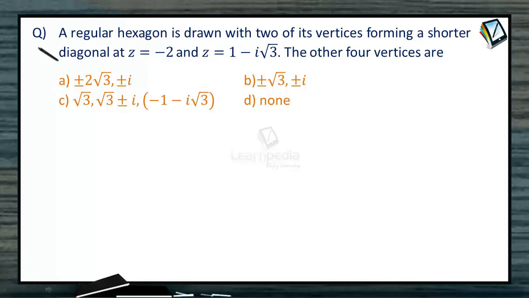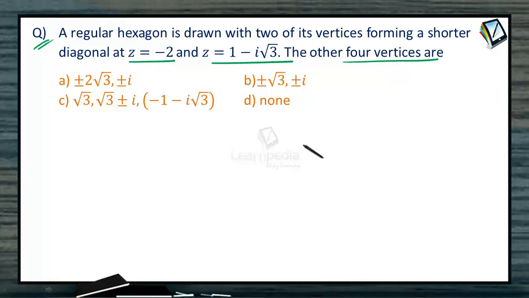Next, let us proceed to the question: a regular hexagon is drawn with two of its vertices forming a shorter diagonal at z equal to -2 and z equal to 1 minus i root 3. And the other four vertices are... So here you need to find out the other four vertices of the regular hexagon.